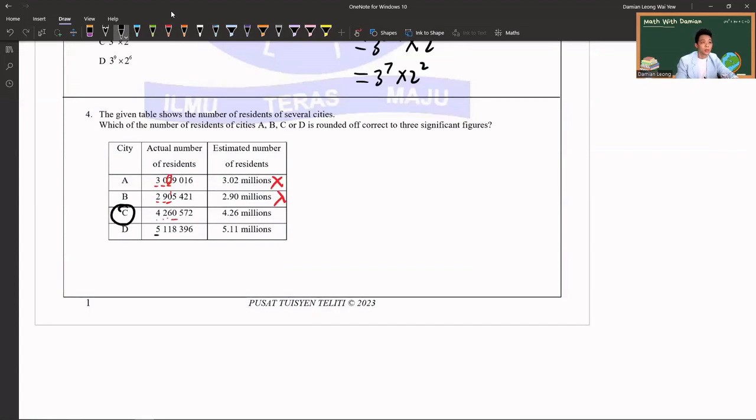Whereas this one, 1, 2, 3. The next number is 8, which also rounds up, becomes 2 instead of 1. Yeah. So the only correct one is C.